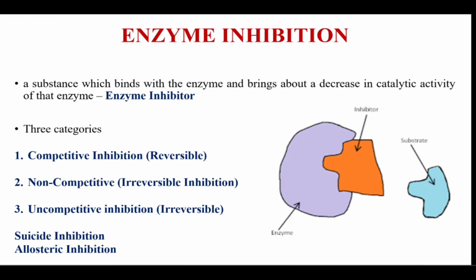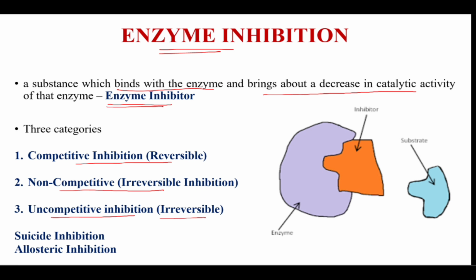Hello everyone. Today the topic is about enzyme inhibition. A substance which binds with the enzyme and brings about a decrease in its catalytic activity is called an enzyme inhibitor. There are three types: competitive inhibition, which is reversible; non-competitive inhibition, which is irreversible; and uncompetitive inhibition, which is also irreversible.